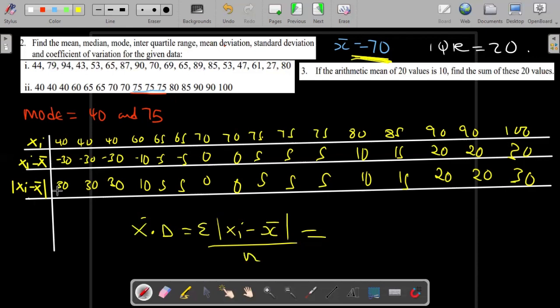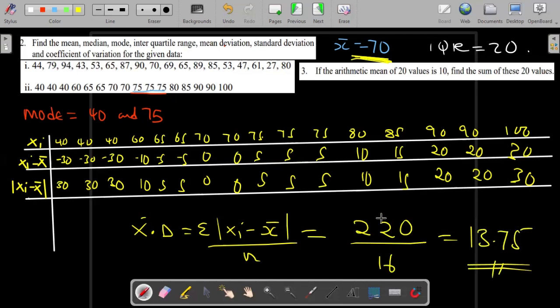Okay, I hope you are also counter checking on your calculator. So this is giving me 220, then divided by how many are these ones? They are 16. So we're going to divide by 16. So the mean deviation will just be 220 divided by 16. So that one is giving me 13.75. All right, so any questions there on how to find the mean deviation?